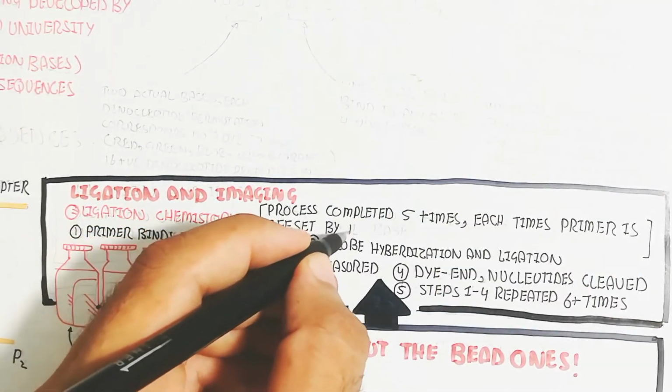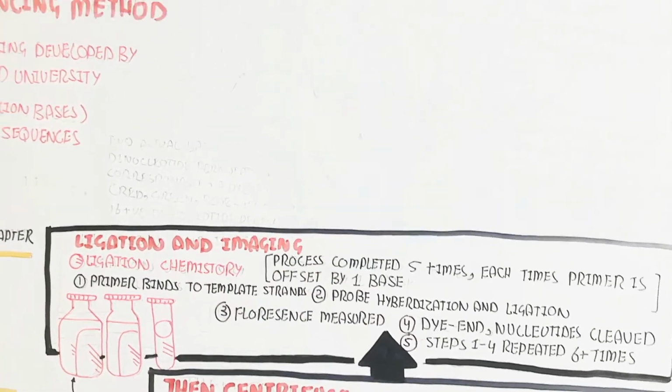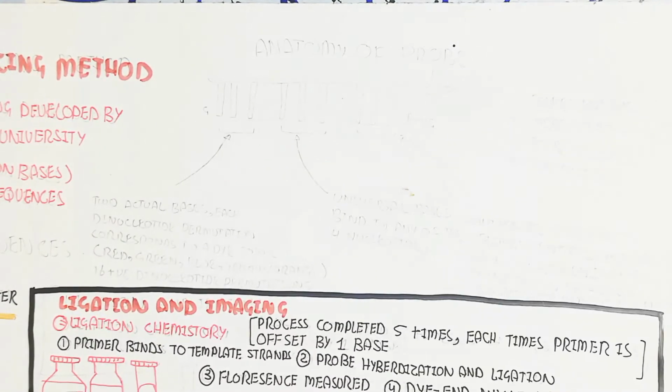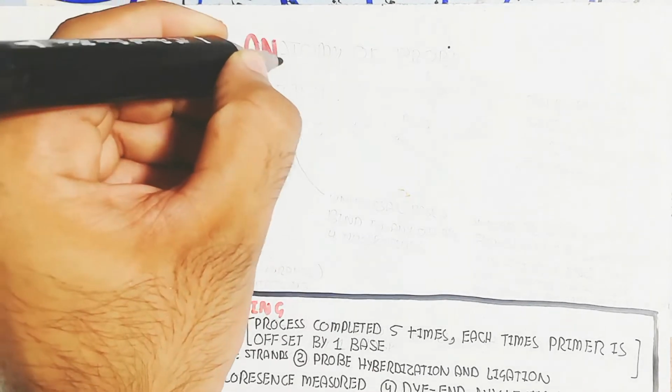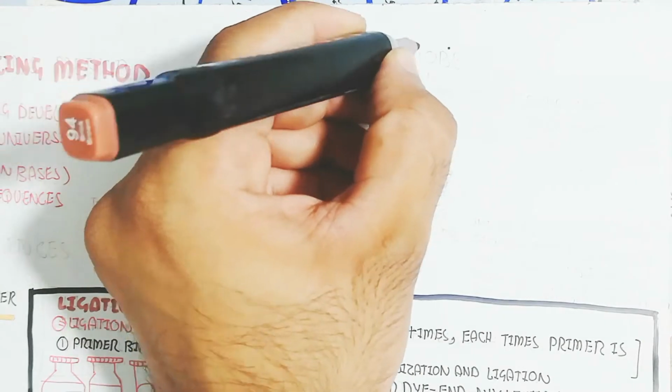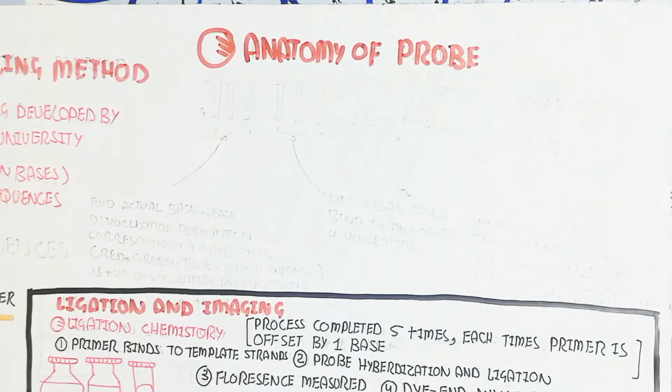So remember the process is completed 5 times. Each time the primer is offset by 1 base. So remember the offset by 1 base. We will discuss the whole mechanism. First of all, let's begin to understand the anatomy of the probe.